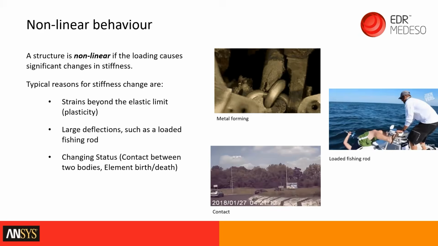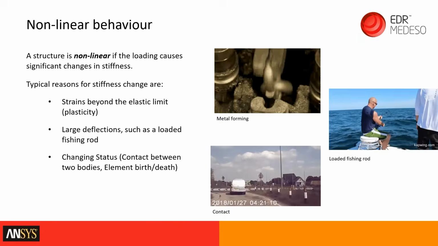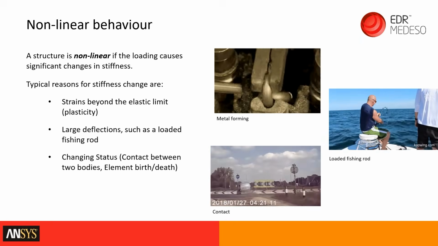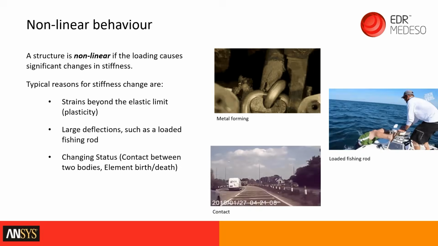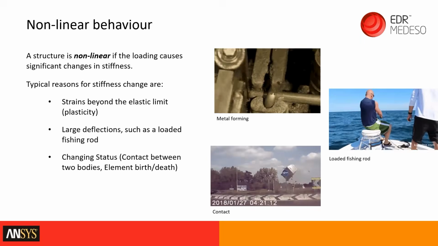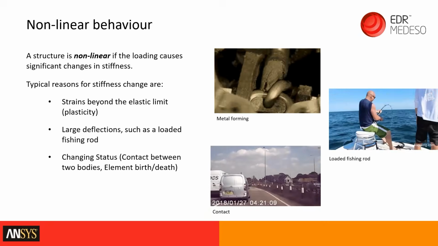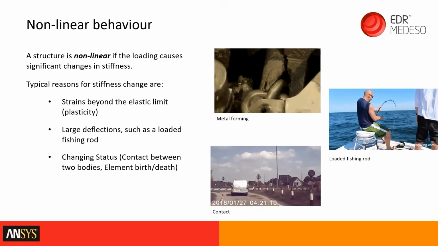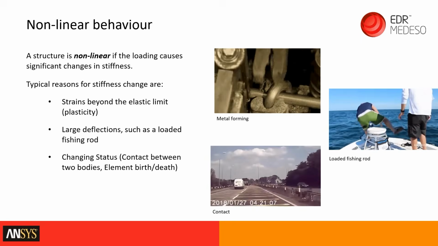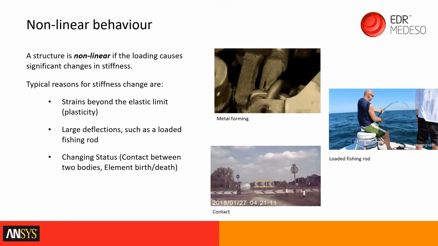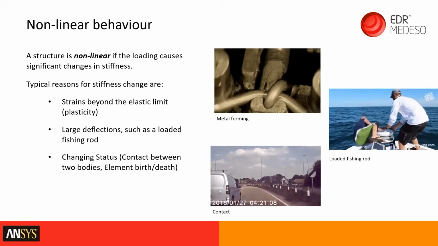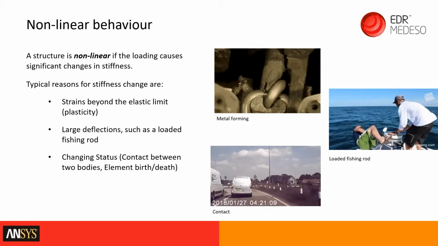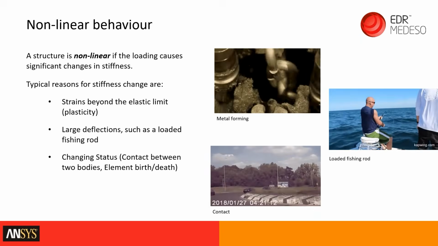Okay, so what are these scenarios where we have nonlinear behavior in the structure? Well, there are three areas really. The first one is when the strains, if we think about metals in particular, go beyond the elastic limit. On the right-hand side there is an image of metal forming. We're forming chain links here, and part of that metal forming process is to strain the material beyond the elastic limit to have a permanent deformation which forms the chain links.